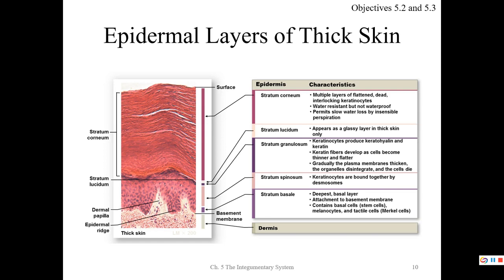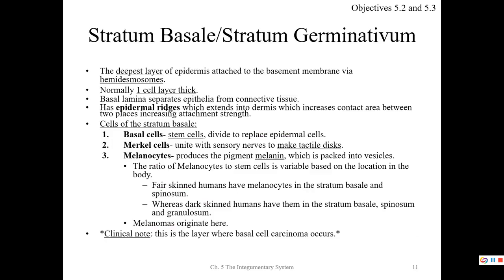So we'll talk a little bit about what they have going on. Now we'll start with the basal layer, the germinativum. The germinativum, or basal layer, is the deepest layer. It's attached to the basement membrane by hemidesmosomes. It's normally just one cell thick. The basal lamina separates it from the other connective tissues.